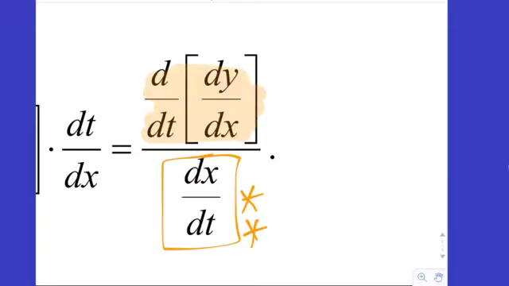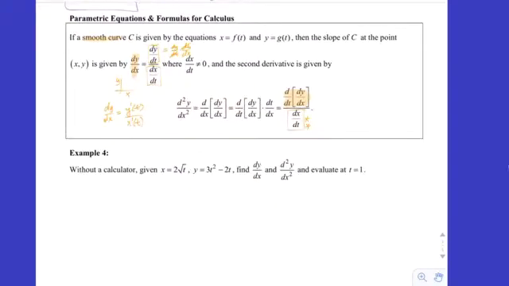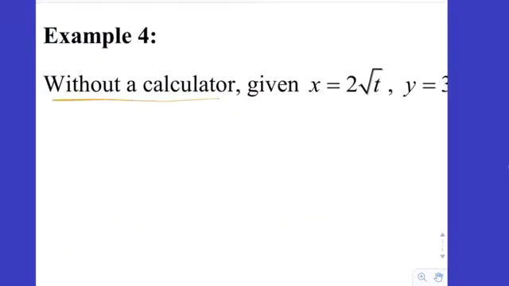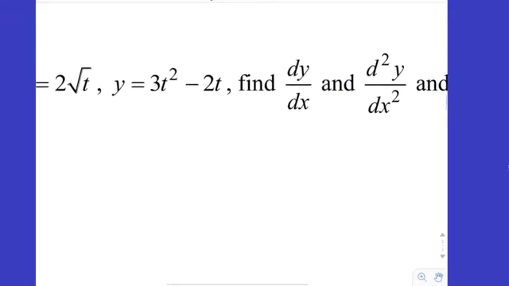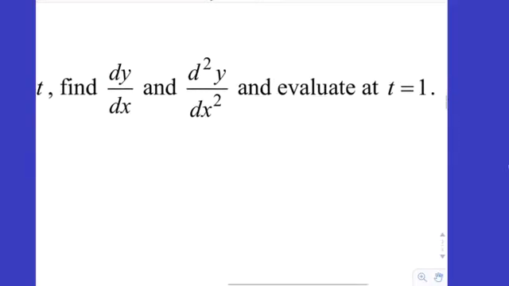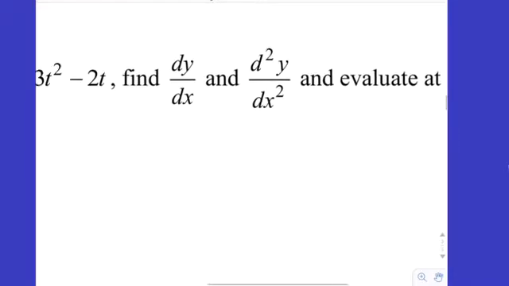Okay. Let's go ahead and try it out. Without a calculator. Okay, cool. Without a calculator, given that x is 2 square root of t and y is equal to 3t squared minus 2t, find the first and second derivatives. And then evaluate it at 1.